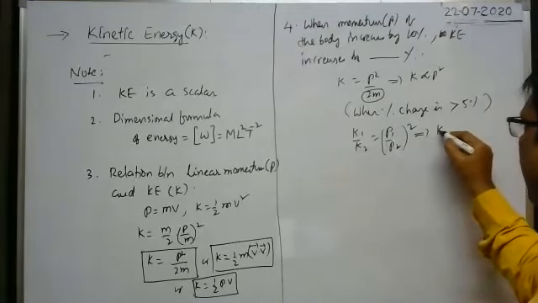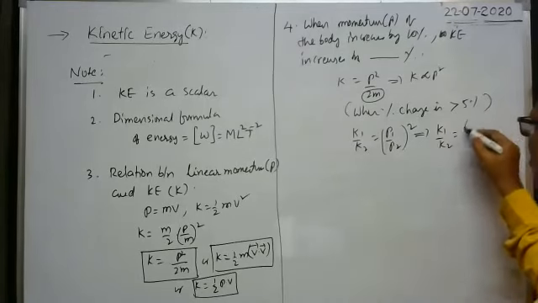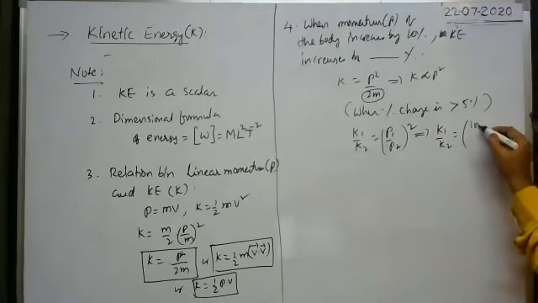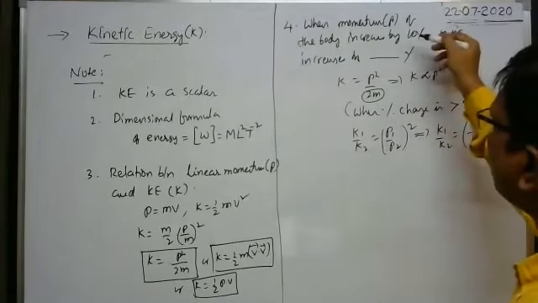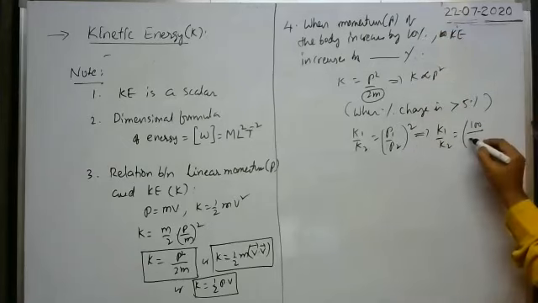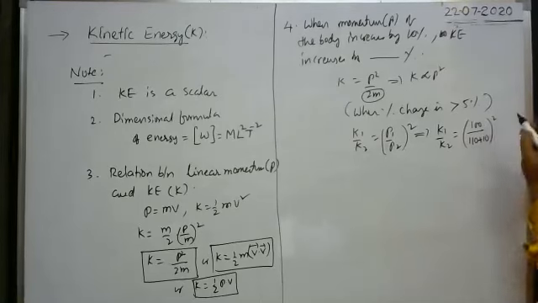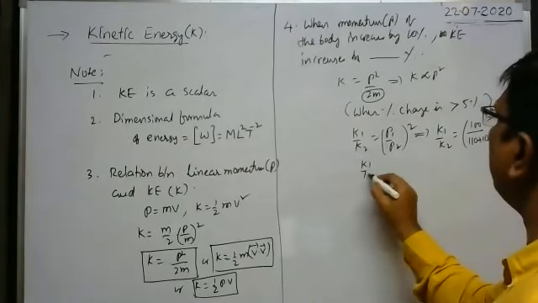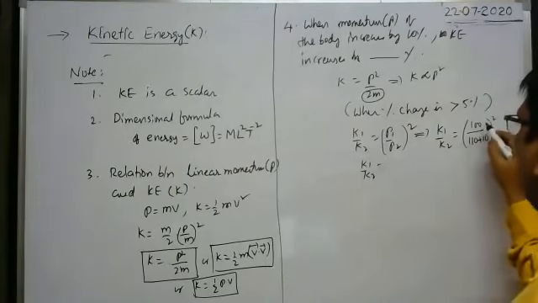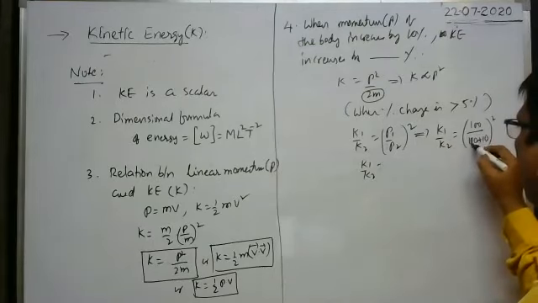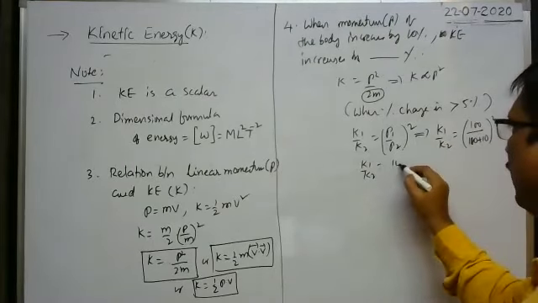Implies K1 by K2 is equal to, initial momentum is say 100. As the momentum increases by 10%, then this p2 becomes 100 plus 10. Square is there, so K1 by K2 is equal to 100 by 110. That means 10 by 11 whole square.